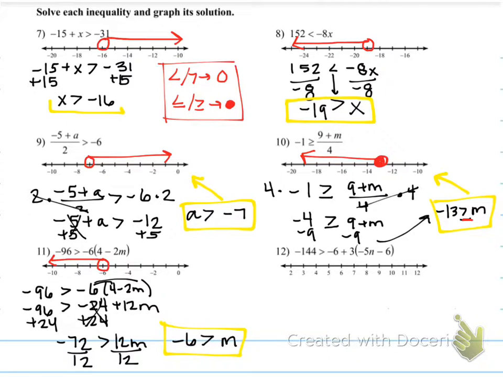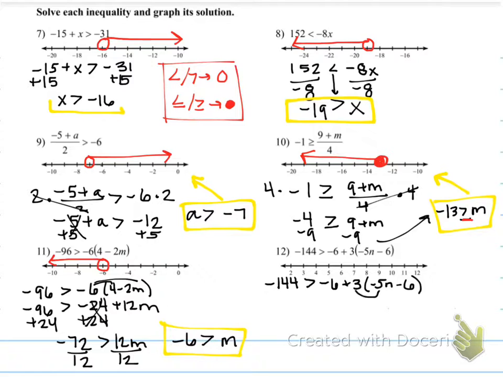Alright, last one here. And this one's got a lot going on. A lot of different parts. I got negative 144 is greater than negative 6 plus 3 times negative 5n minus 6. Like I said, a ton of different parts here, but the first thing I want you to notice is it has parentheses. So we've got to get rid of those parentheses first by distributing.